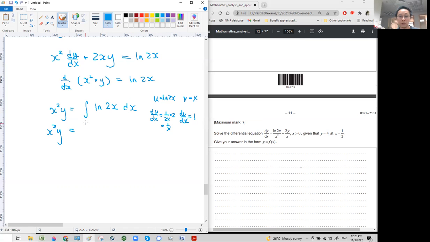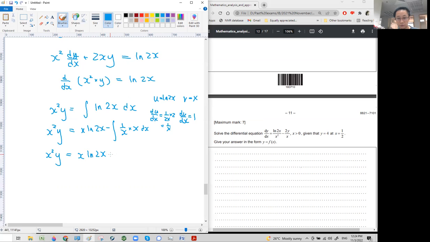But anyways, if we just apply this, you get x ln 2x minus the integral of 1 over x times x dx, because that's how you use integration by parts. And I think the formula is in the formula book as well.